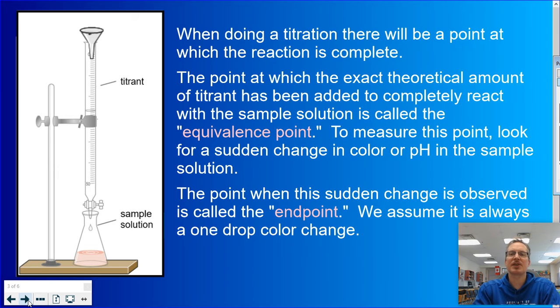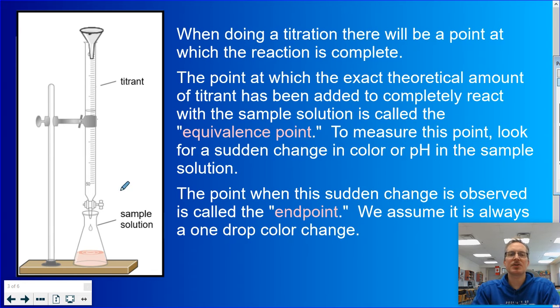When doing a titration, there will be a point at which the reaction is considered complete. The point at which the exact theoretical amount of titrant has been added to completely react the sample solution is called the equivalence point. To measure this point, look for a sudden change in color or pH in the sample solution. The point when this sudden change is observed is called the endpoint. We assume it is always a one-drop color change.